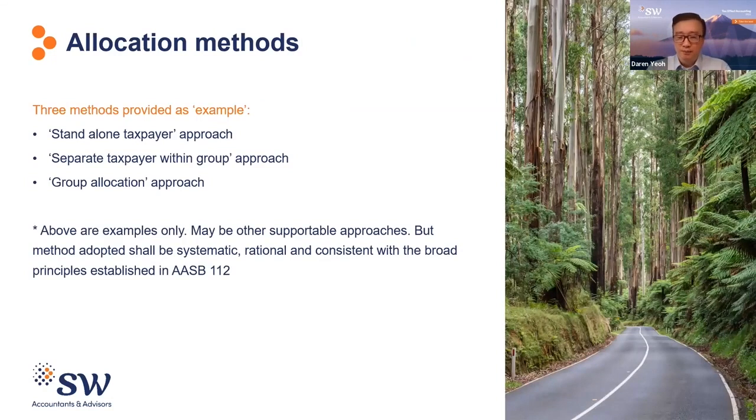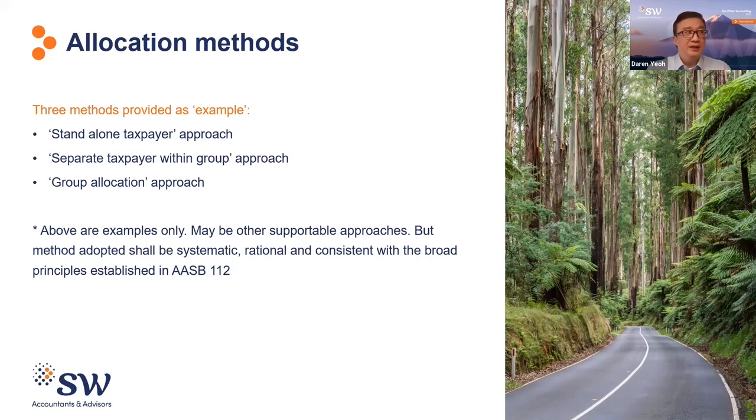So when you perform the tax calculation for members of your group, UIG 1052 provides 3 examples of the approach which you can take. So the first one is the standalone taxpayer approach, which requires you to assume that the subsidiary is not part of the tax consolidated group. And therefore, what that means is that if there's a sale transaction to another member of the tax consolidated group, that sale is tax affected.